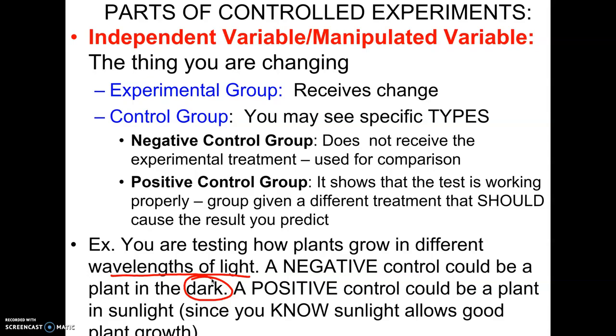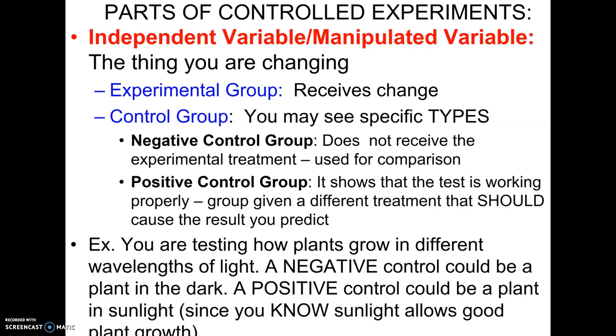So a positive control group could be a plant in sunlight. In sunlight, we already know, it's established that plants grow well in sunlight. So this would be a good comparison. I'll use sunlight as my positive control group because I know the plants should grow well in sunlight. And then my negative control group will be my plant in the dark, and then my experimental groups will be all my groups of plants that are in the various colors, red, orange, yellow, etc. So that would be an example of a positive control group.